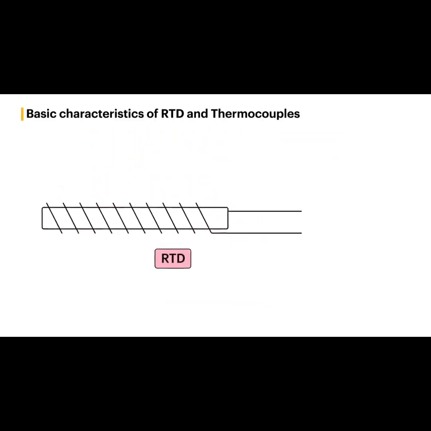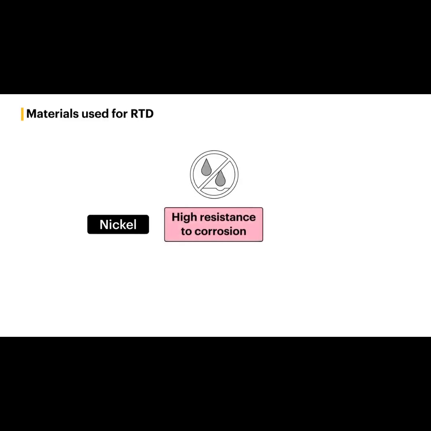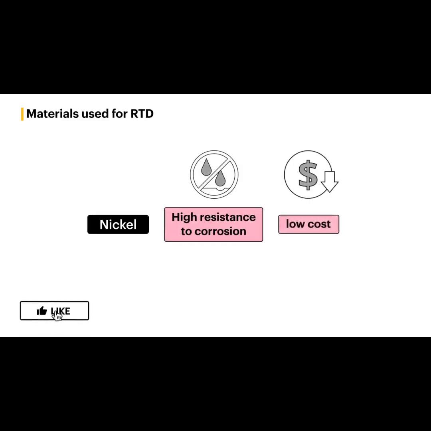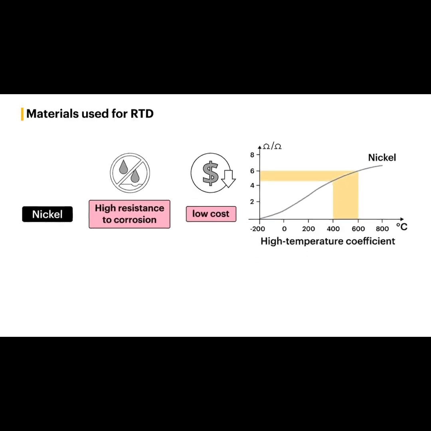For the RTD sensor, the most common elements used are nickel, platinum, or copper wire. Nickel has a high resistance to corrosion, making it ideal for use in harsh environments. It also has a relatively low cost compared to other materials, making it a popular choice. However, nickel has a relatively high temperature coefficient, which means that its resistance changes only rapidly with temperature.